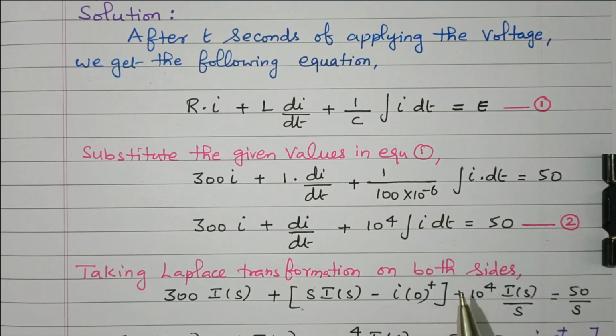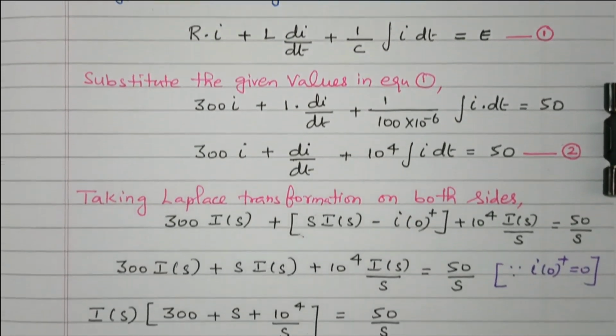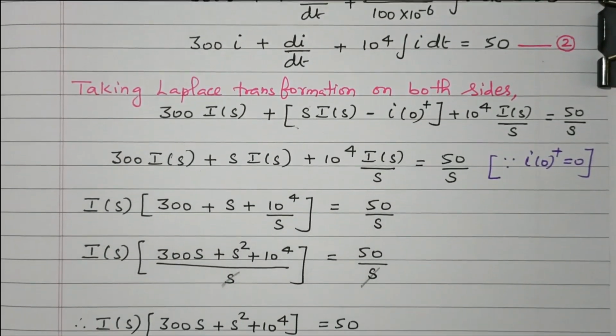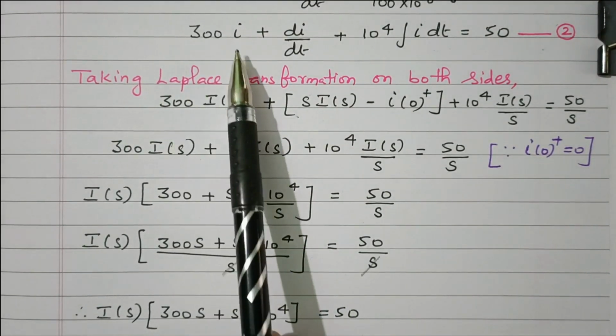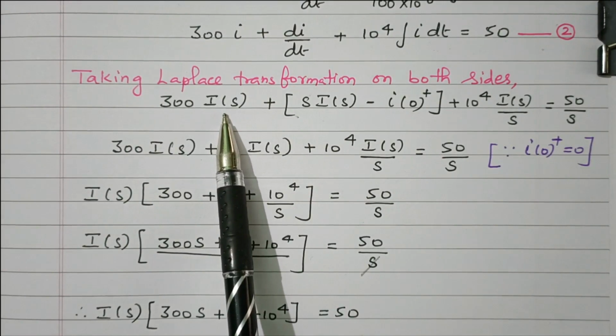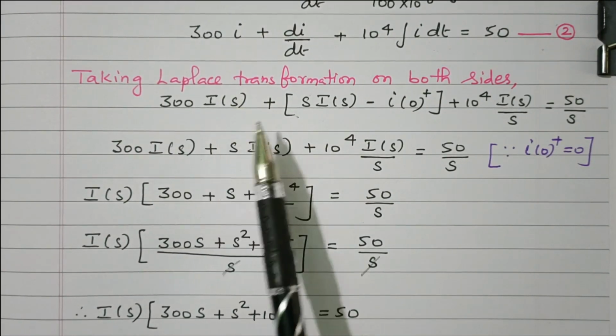Now we need to take the Laplace transform on both sides to convert the t domain into the s domain. Again, after simplification, we need to take the inverse Laplace, and for that we need to get the transient current. So first we will take the Laplace transformation on both sides of equation number 1. So 300 is constant, I is I of s. Laplace transform of I is I of s.